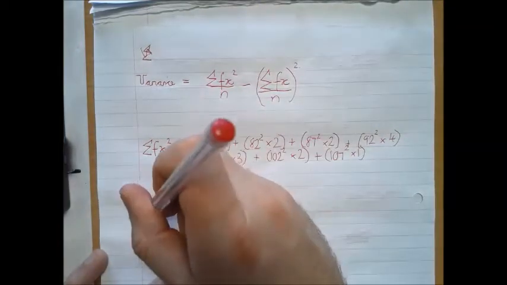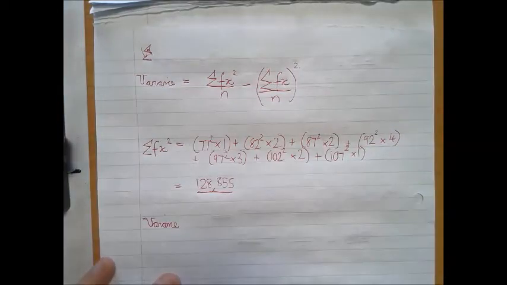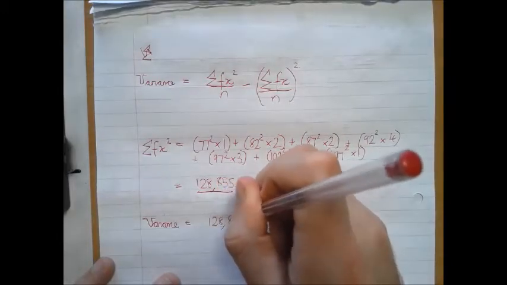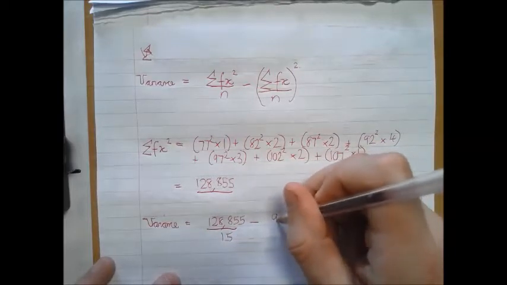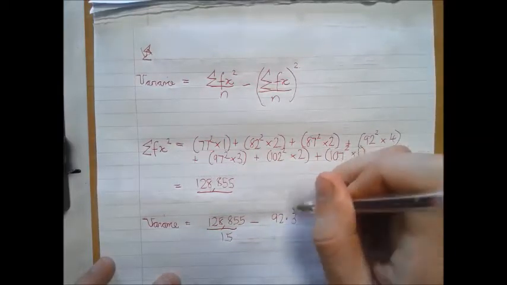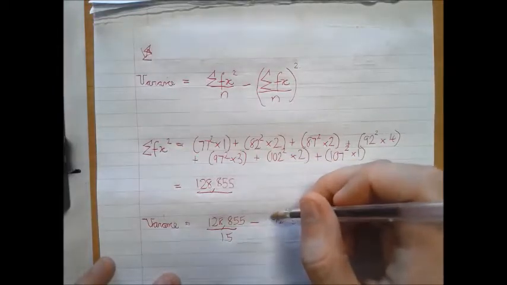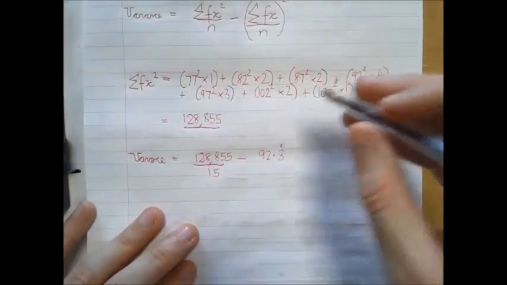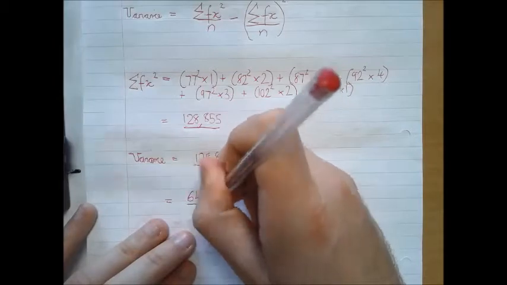So our variance then is going to be 128,855 over 15, minus 92.3. Put the 3 recurring just so you get a really accurate value of the variance. That will come out as 64.9.